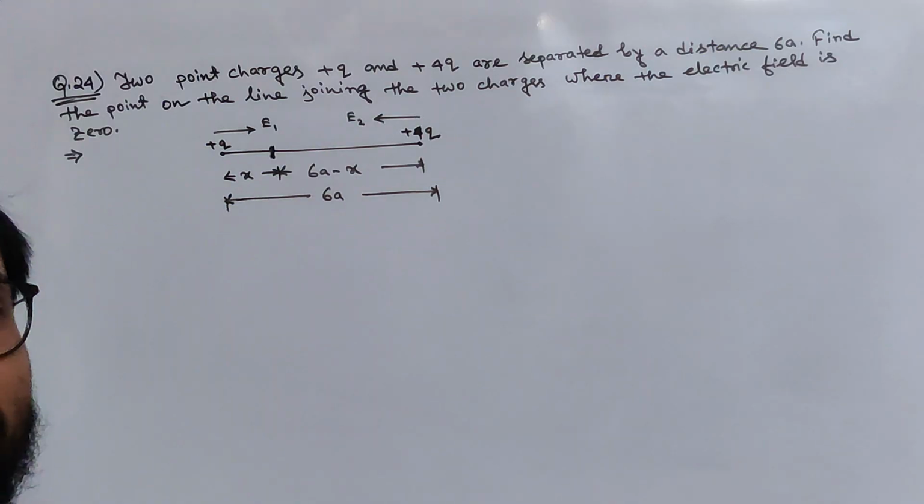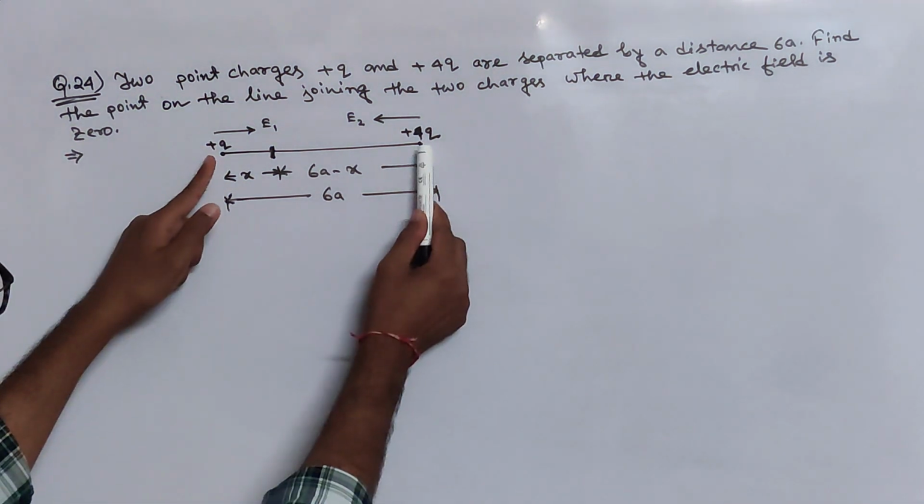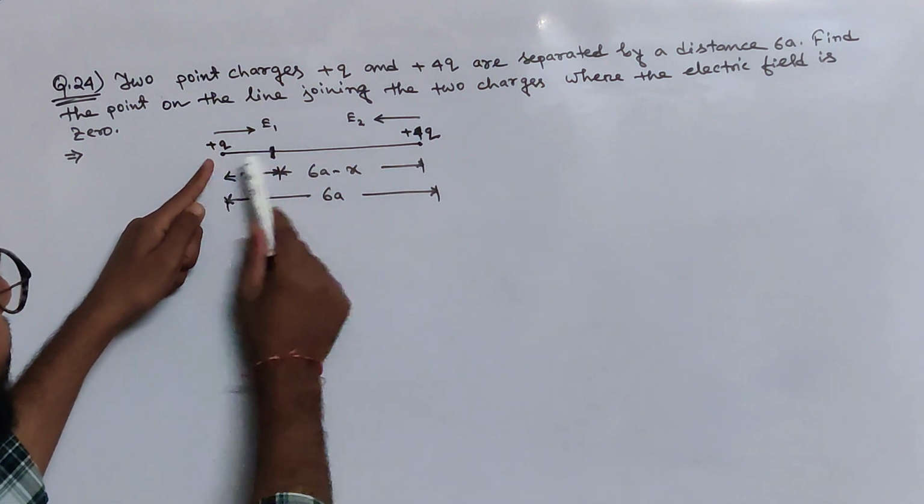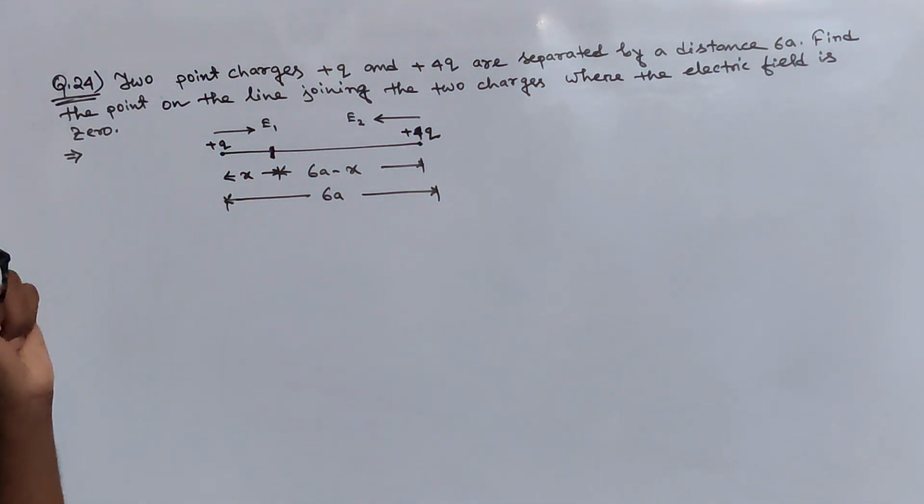So question number 24 is: two point charges plus q and plus 4q are separated by a distance 6a. Find the point on the line joining the two charges where the electric field is 0. Means if this is the line joining the charge plus q and plus 4q, then you have to find a point on this line where the electric field will be 0. So where will be that point? It will be near to plus q.